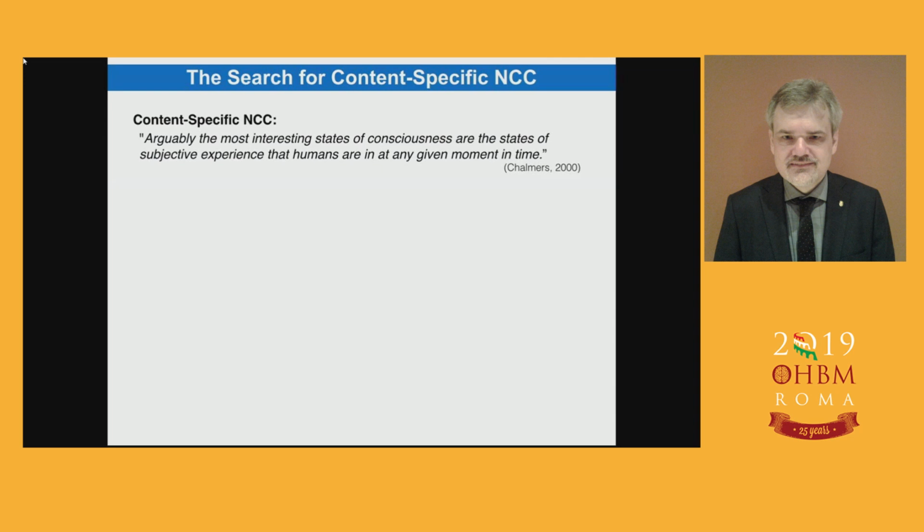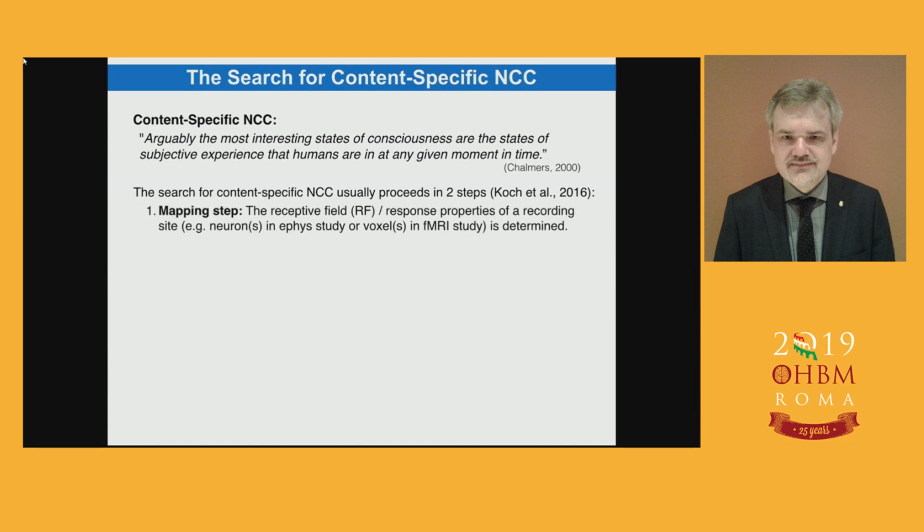And again, David Chalmers in 2000 wrote, arguably the most interesting states of consciousness are the states of subjective experience that humans are in at any given moment in time. So it is very related to the hard problem, but we don't say that we can explain that. We say for these first-person experiences, we find the neural correlate somehow, right? That's the idea. And many people, including Christof Koch, Marcello Massimini, Chalmers, many people were involved, have set up a research program: how do you find content-specific neural correlates of consciousness?